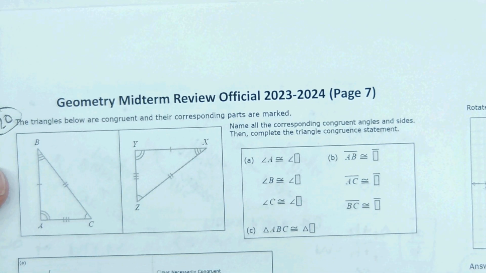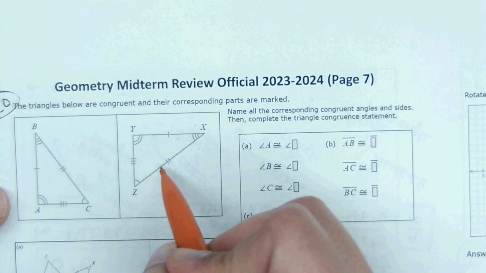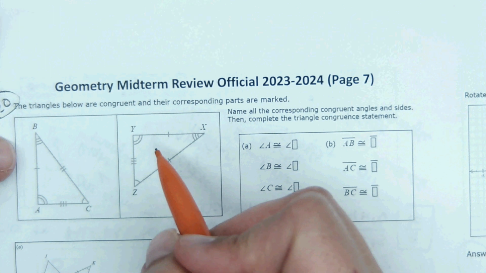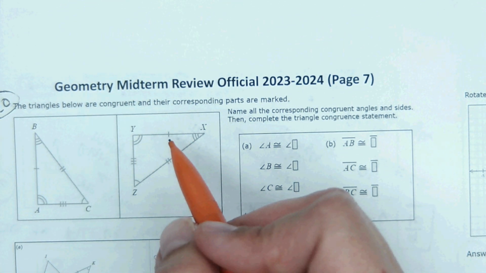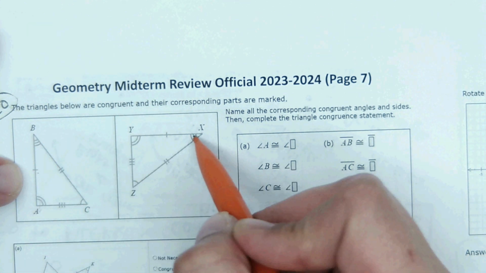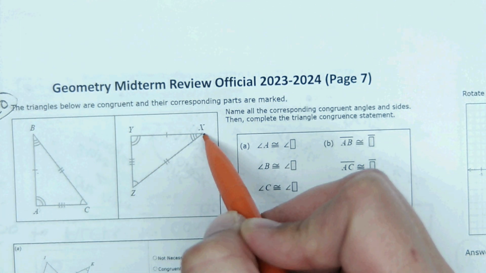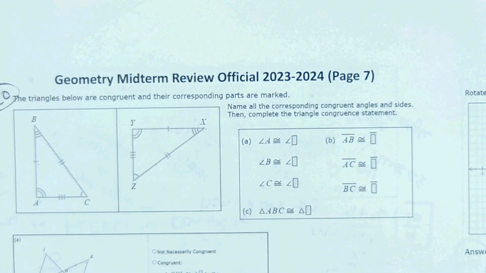For number 20, it says that these 2 triangles are congruent and the corresponding parts are marked. So in these 2 congruent triangles, remember the number of arcs or dashes means that those sides or angles are the same length. So this side with one dash would match the length of this side with one dash, and so on. So it wants you to identify the corresponding parts.